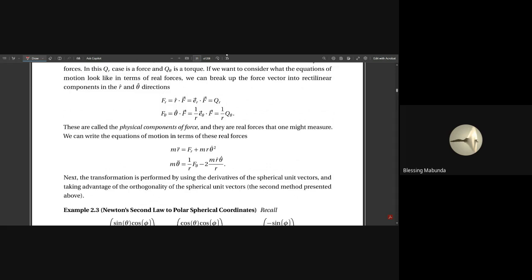Does anybody have any questions here? So, yeah, I hope you're good. I have a question on what's the reason we're changing them from Newton's second law to polar coordinates? Is it because it makes it easier to work with, or what? What's the main reason behind it?